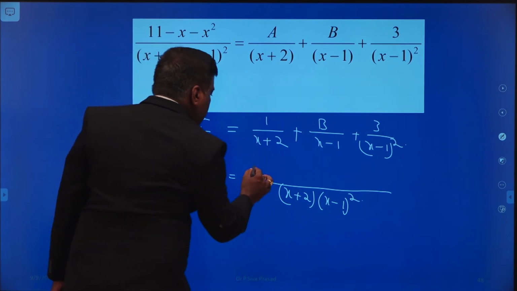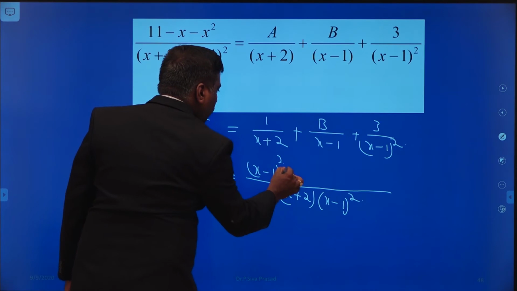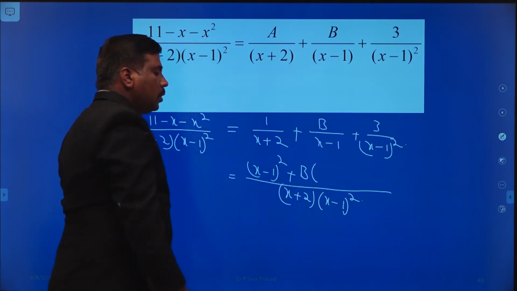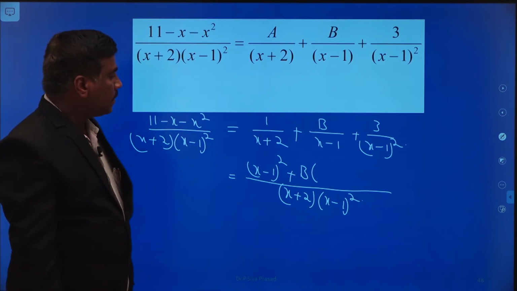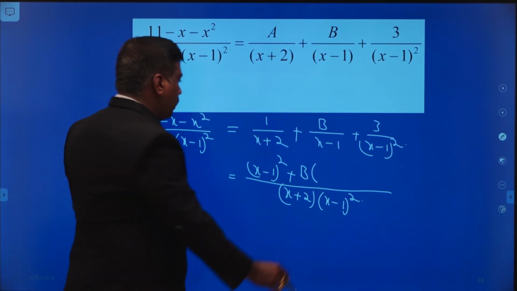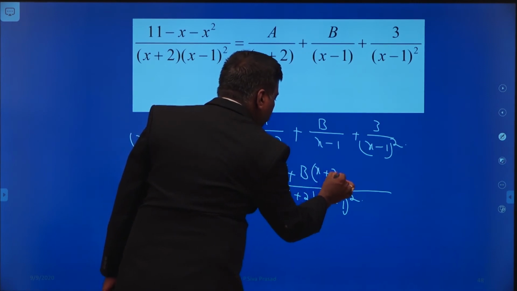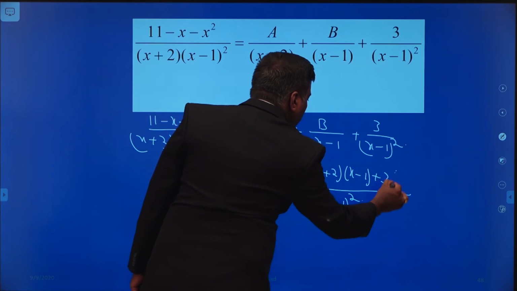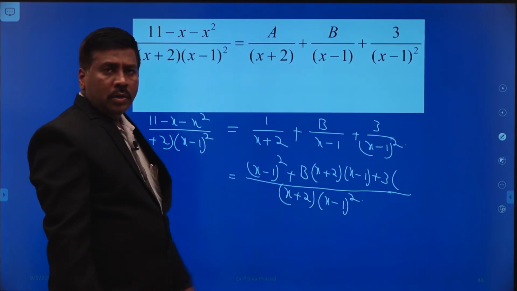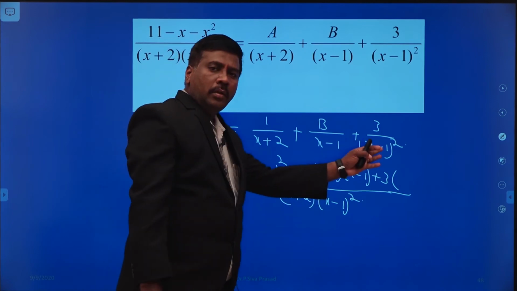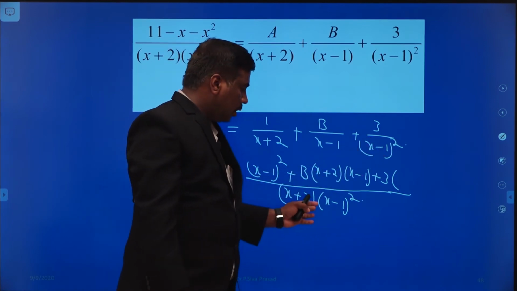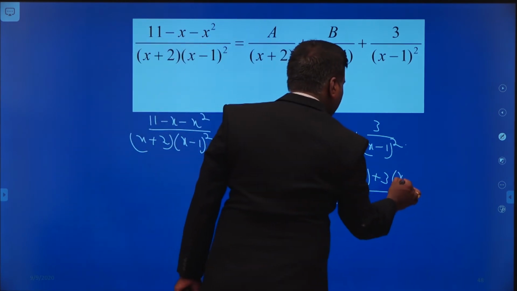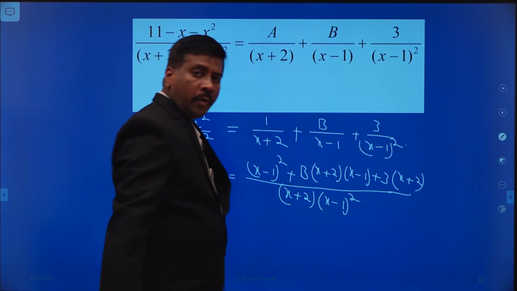So now this is A(x − 1)² plus B times, if you divide the denominator of the fraction by (x − 1), the quotient value is (x + 2)(x − 1) only, plus 3 times, again divide the denominator by (x − 1)², and the quotient value is x + 2. All of you catch my point?